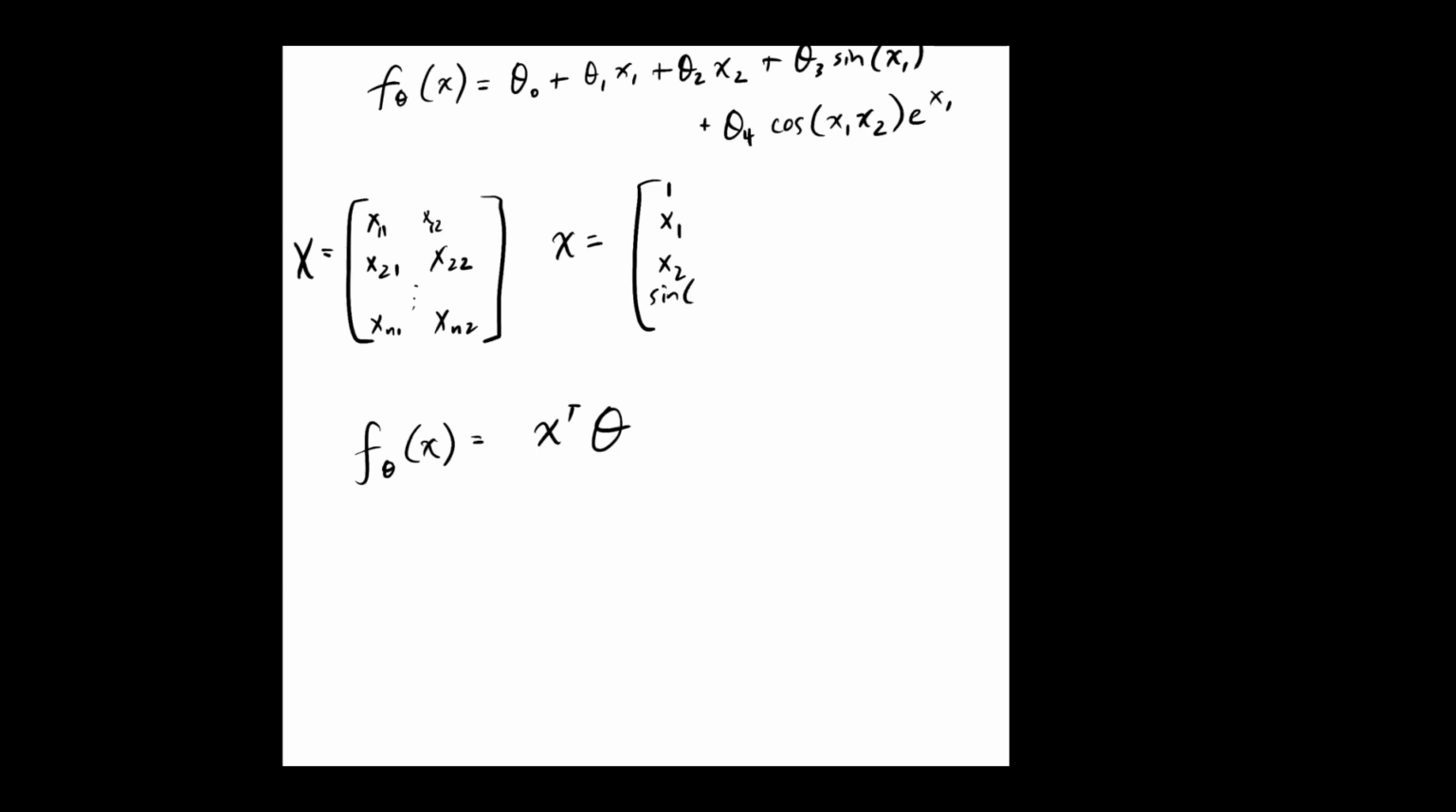Sine of x1 and cos of x1, x2, e to the x1. This is my x vector. This is a row of my new design matrix. And then theta is just this vector of theta naught, theta 1, theta 2, theta 3, and theta 4. If I take this dot product of x and theta, the result is this. So anything I can write in this form gives me a linear model.